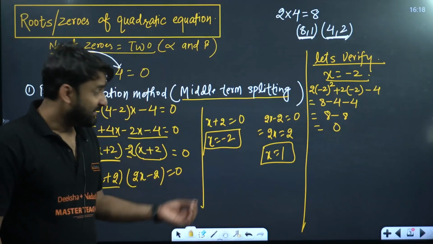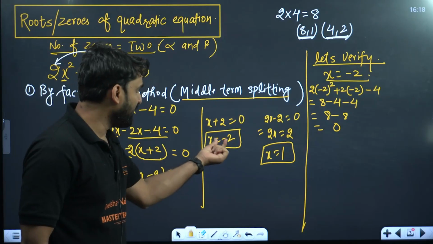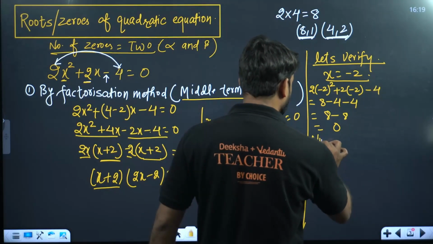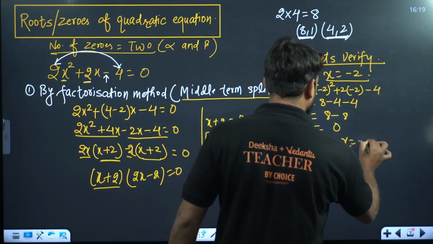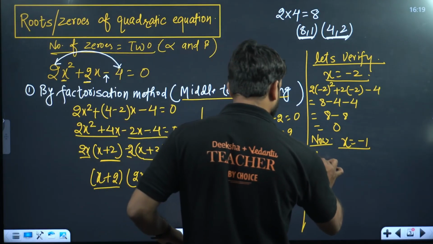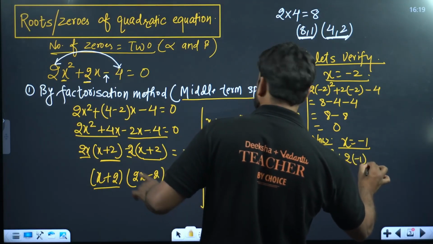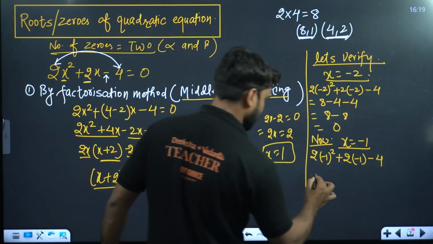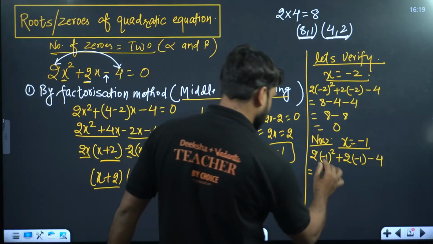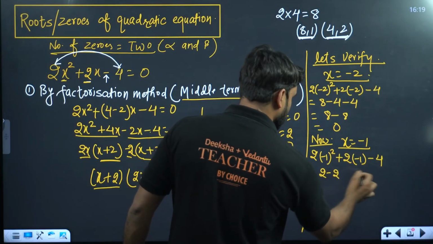Hence proved, the value that we got here is absolutely correct, because after putting this value, the equation is satisfied. Now verify one more value, x equals −1. Let's verify: 2 into (−1) square plus 2 into (−1) minus 4. Let's check it. (−1) square will be plus 1, because −1 into −1 is plus 1. So this is 2 here, and 2 ones are 2, plus minus, minus 2, and this is minus 4.